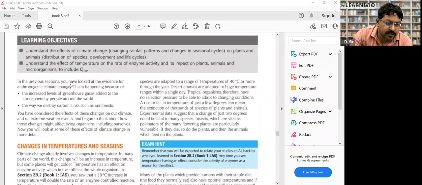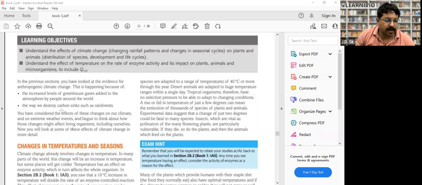So in the previous section, you have looked at the evidence for anthropogenic climate change. Means what is the impact of humans on climate change? Why is it happening? Increase in the level of greenhouse gases added to the atmosphere by the people around the world. Second, the way we destroy the carbon sinks such as rainforest. So deforestation, basically.